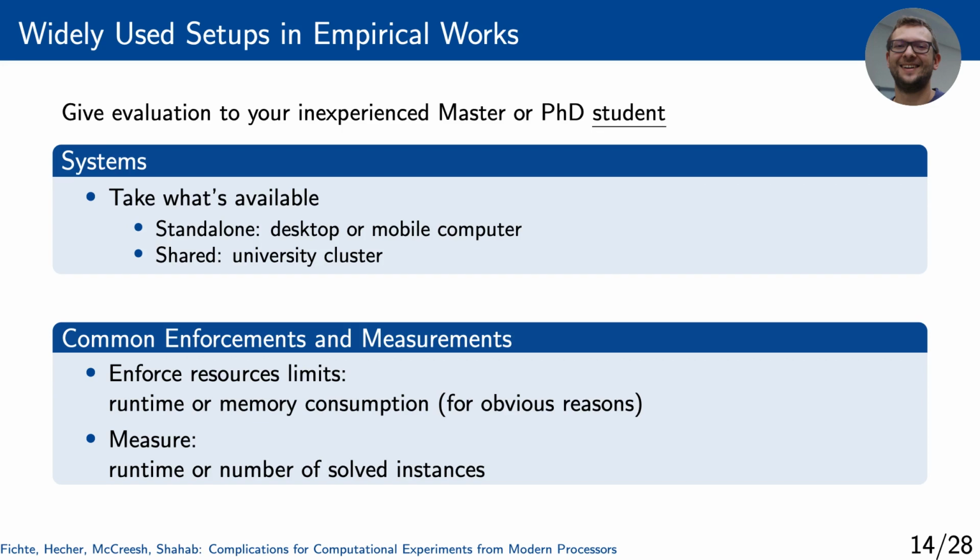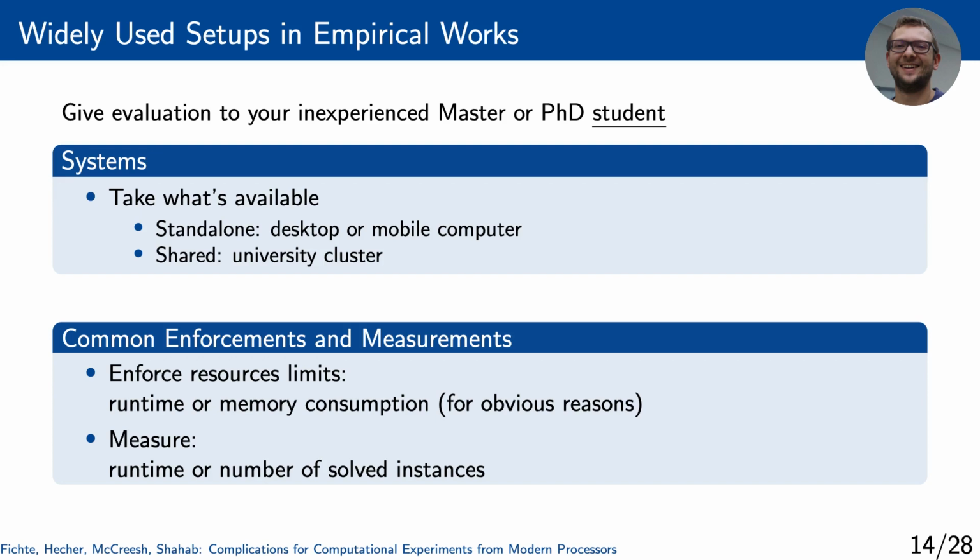As a system, we take whatever is at hand and doesn't produce too much work. This might be a standalone computer, such as a desktop or mobile computer. If we are on the clock or have large experiments and the university has access to a large cluster, take the cluster and somehow try to get things running there, which is usually a bit of a pain anyway because those systems are really complicated.